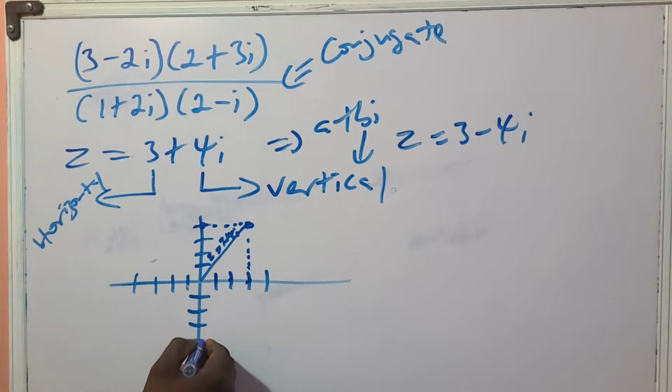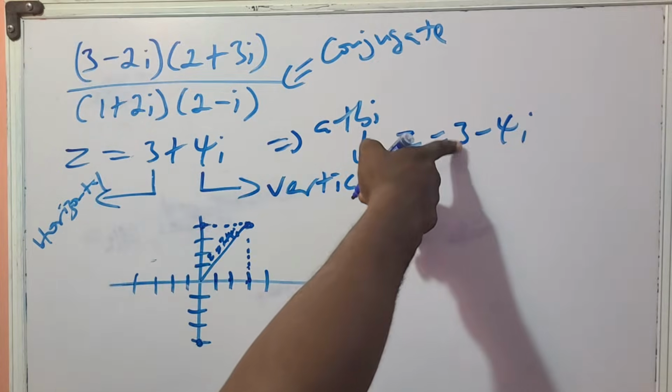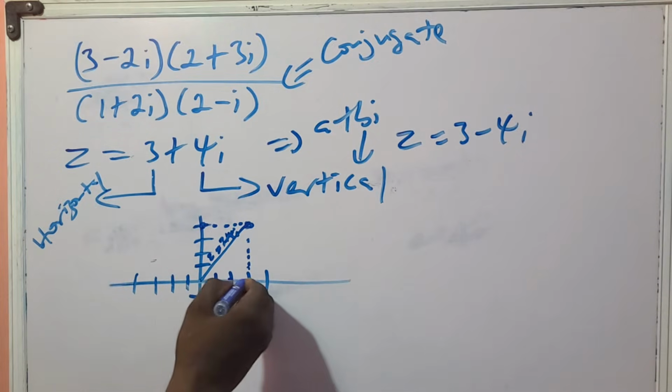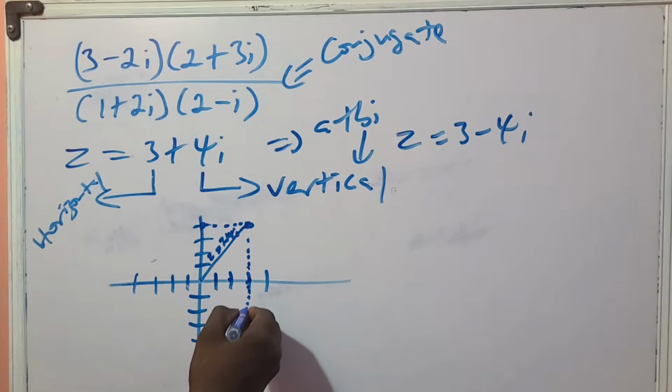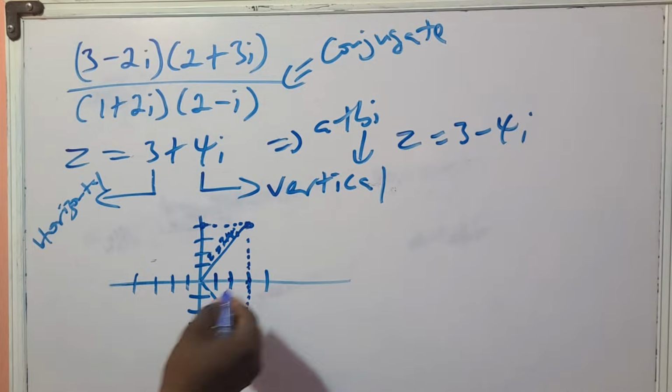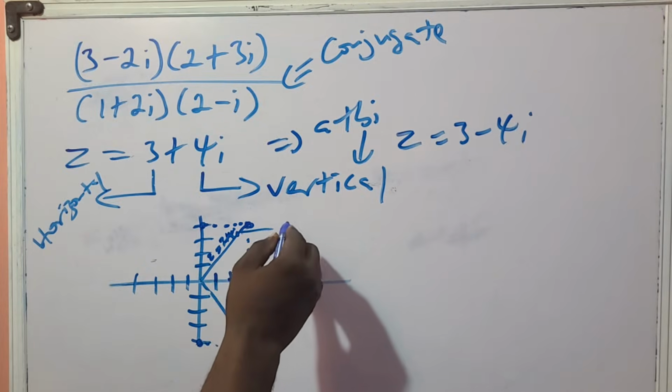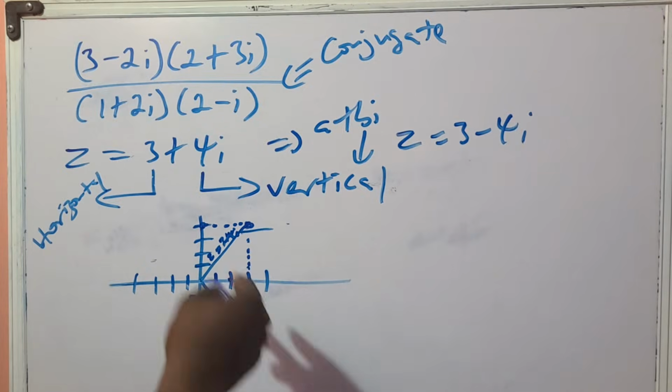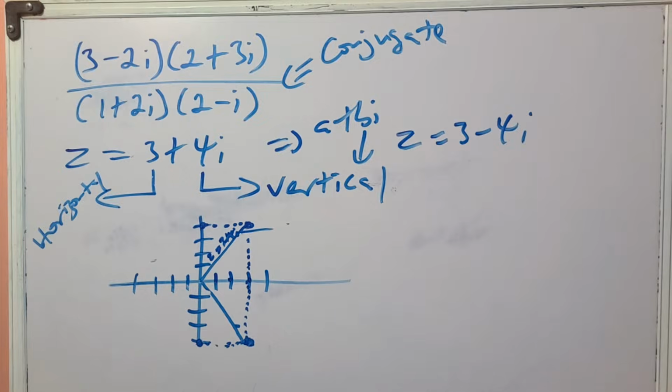So 3 is still the same here. It's still going to be this positive 3, but it's going to be on the negative side of y. So this will be the conjugate. So this is a complex number, and this is its conjugate. You can see the way they are represented on what we call the Argand plane.